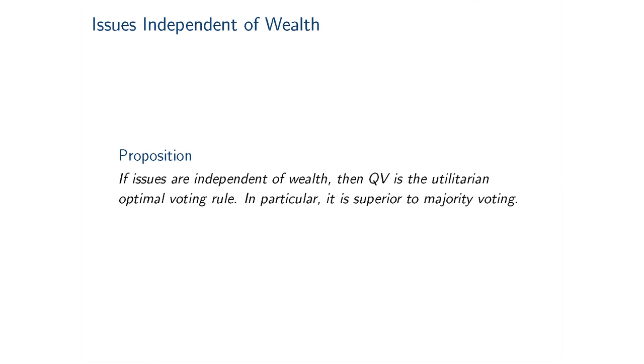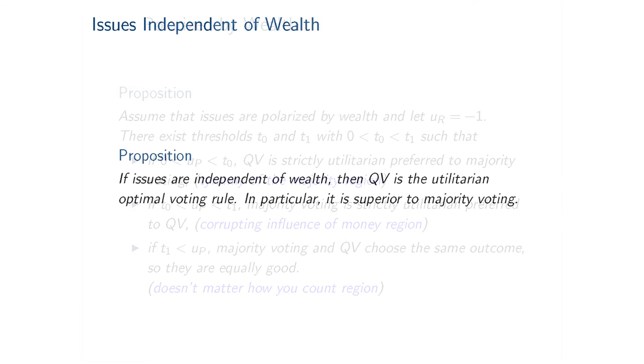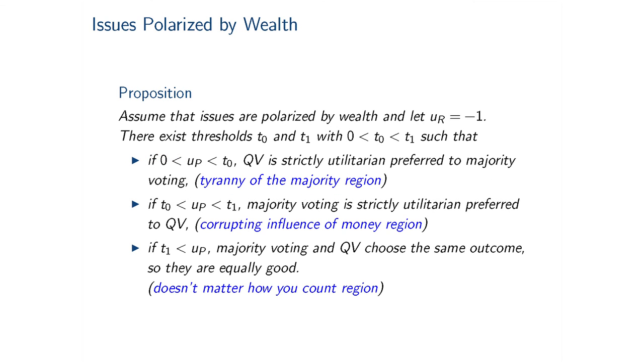Of course, if issues are independent of wealth, then QV is utilitarian optimal, because it just wins within each wealth level, and all the wealth levels are the same. So it's going to give you the utilitarian optimal outcome, so it's better than majority voting. What happens if we're polarized by wealth?